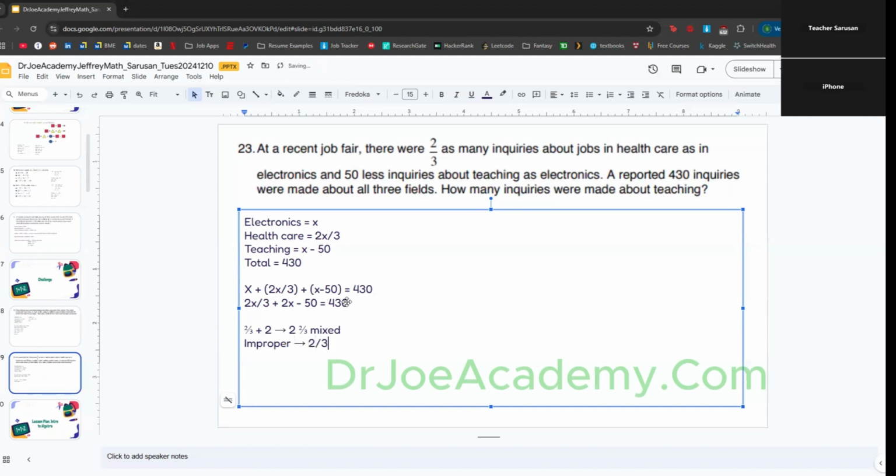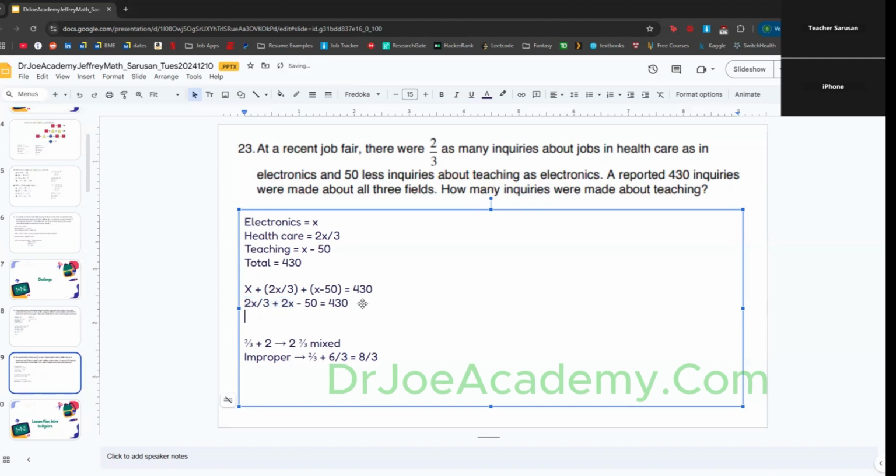Perfect. So that would be 2/3 plus 6 over 3 equals 8 over 3. Excellent. So let's use that same knowledge on the problem above.